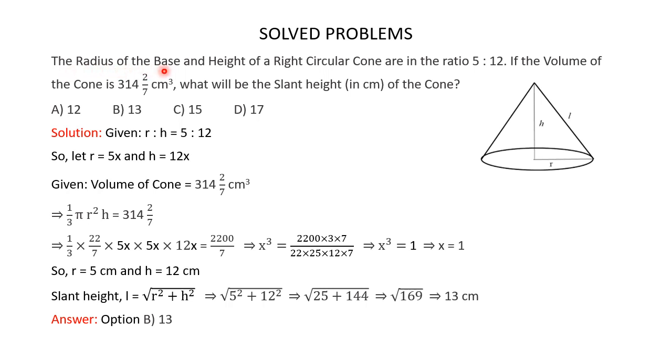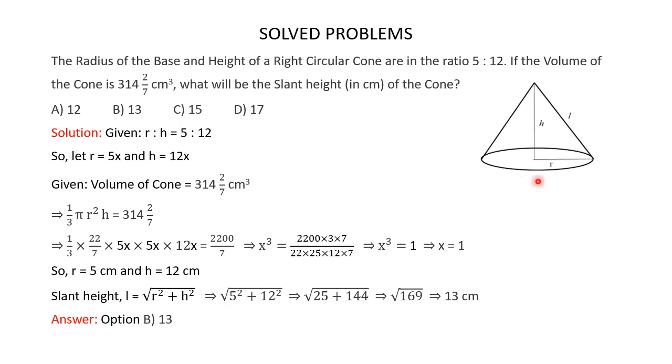The radius of the base and height of a right circular cone are in the ratio 5 is to 12. If the volume of the cone is 314 2 by 7 centimeter cubed, what will be the slant height in centimeters of the cone? Here you are given 4 options and you have to find out which of these options is the correct one. So here you are asked to find the slant height of the right circular cone.